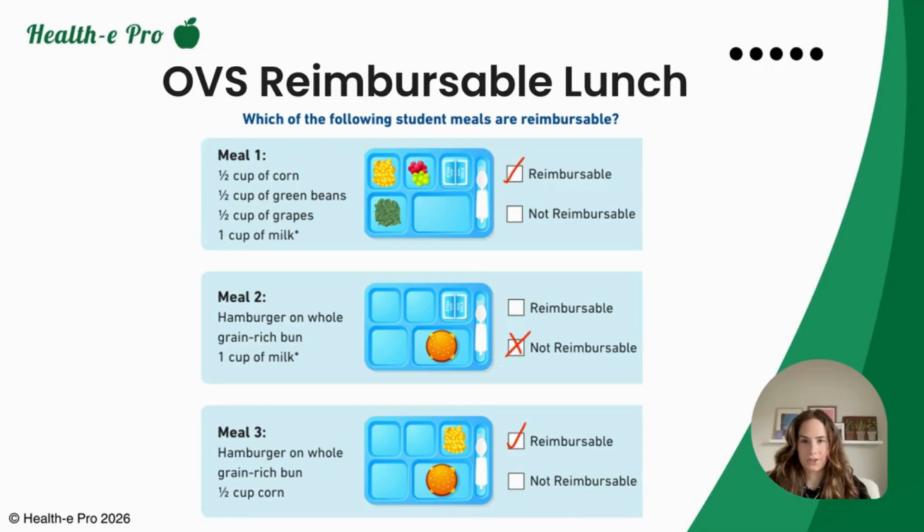This is where point of service training becomes essential. Cashiers need to confidently recognize what half a cup looks like. They need to understand combination foods and know how to quickly assess reimbursable meals during busy service times. Here are some examples of what a reimbursable meal looks like.